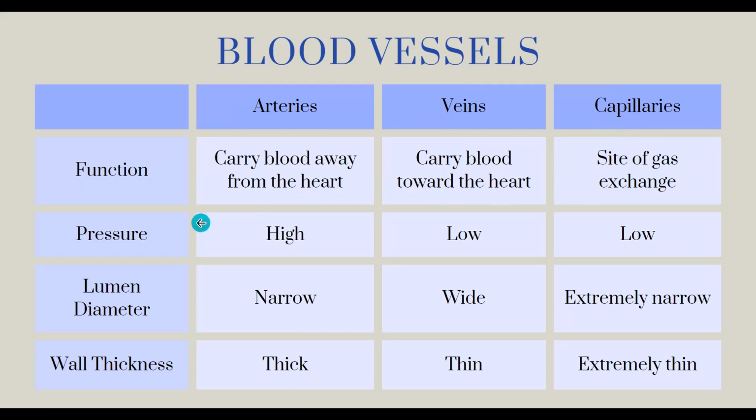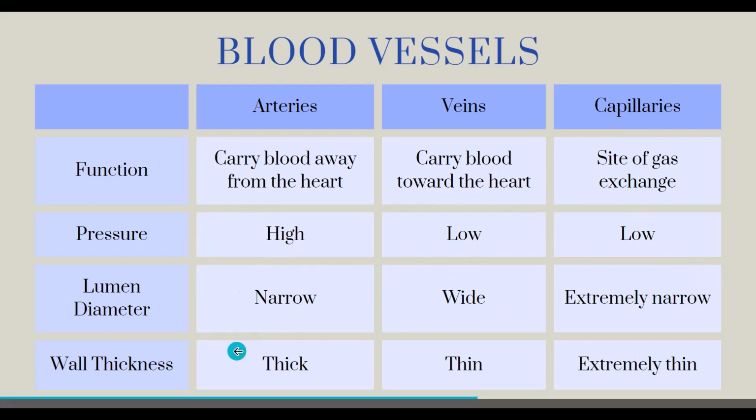What about the pressure? Arteries have high pressure, while veins and capillaries have low pressure. The lumen diameter, the lumen, meanwhile, is actually the interior cavity through which blood flows. Veins have the widest one. Arteries have narrow diameter. Then the capillary is actually extremely narrow, the smallest. While the wall thickness of the artery is really, really thick, the veins are really thin, and the capillaries are super extremely thin.